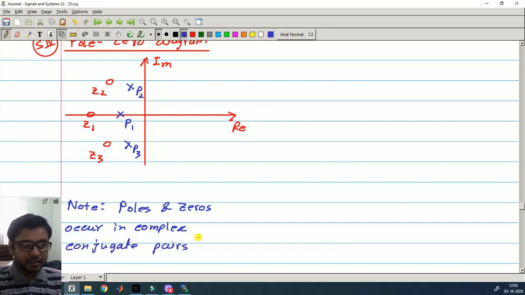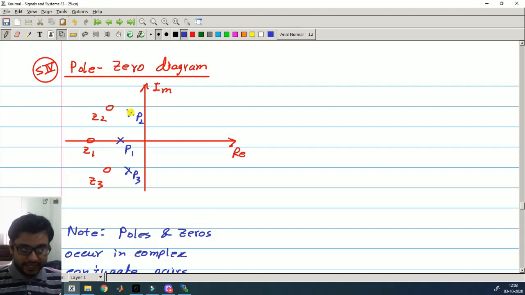That means if there is a pole p2 here, which is a complex number, then there must be another pole p3 which is the complex conjugate of p2. So the imaginary component of p3 is the negative of the imaginary component of p2. So they will be in mirror positions of each other with respect to this horizontal axis.